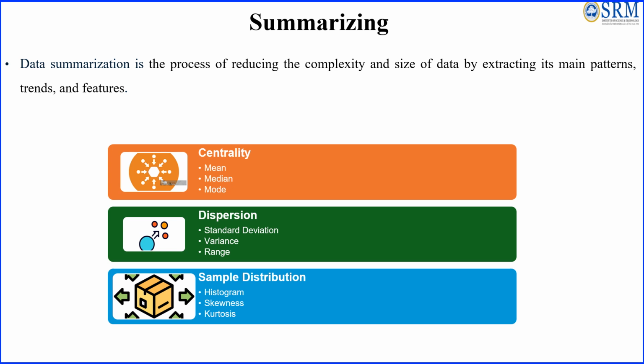The first topic is summarizing. Summarizing is a process of reducing the complexity and the size of data by extracting its main patterns, trends, and features. This will be helpful in modeling the particular data. The first one is centrality, so we know mean, median, mode, and dispersion, which covers standard deviation, variance, and range. Another one is sample distribution, which is histogram, skewness, and kurtosis. So we'll see one by one.